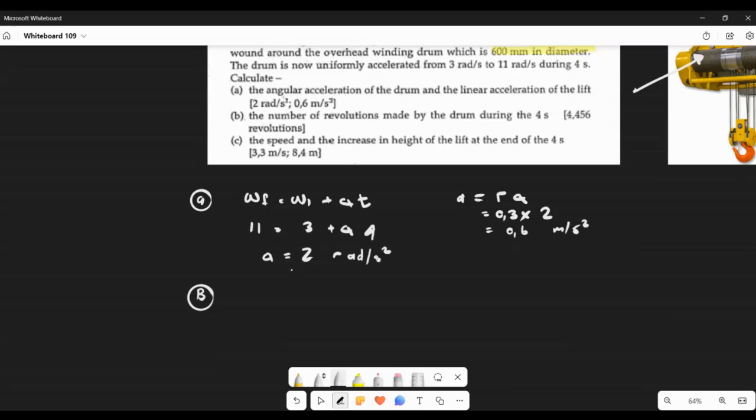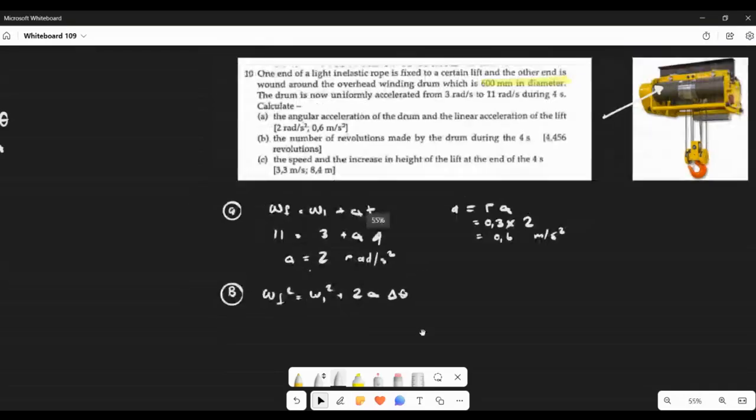Which formula do you use, guys? I mean, that's not clear. Which one? You can unmute your mic. Thank you, Malusi. Go for it. I think you are supposed to use the formula omega final squared is equal to omega initial squared plus 2 alpha delta theta. Beautiful, brother. This is what I want to hear. Thank you very much. So this is the one we're going to use.